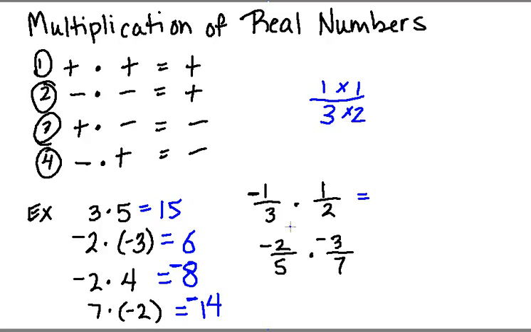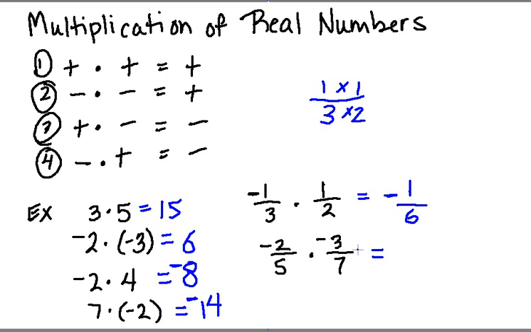Okay? So we have a negative times a positive. We know our answer is going to be negative based on this rule here. A negative times a positive yields a negative. And now based on fractions, I say 1 times 1 yields 1, and 3 times 2 yields 6. So my answer is negative 1/6.